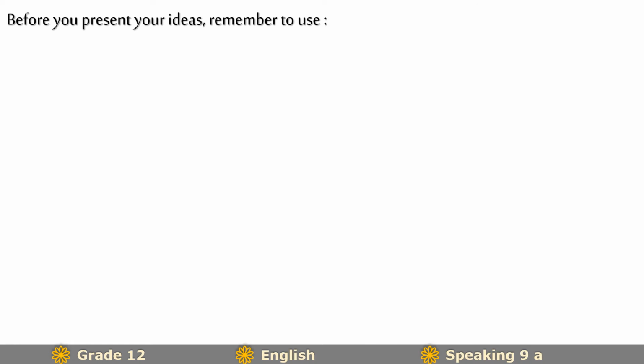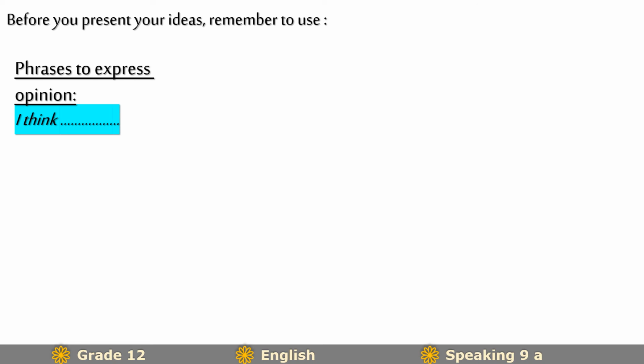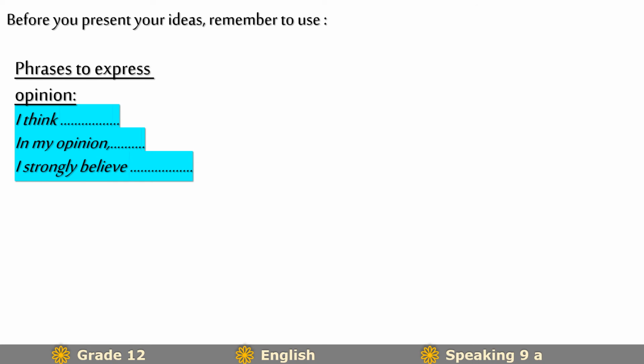So, dear students, to express your ideas and in order to be more convincing, it's recommended that you use certain expressions, phrases, and linking words. Let's start with the first type, which is phrases to express opinion. And I'm quite sure that you know most of them, if not all of them. The first one is, I think that, in my opinion. Also, you can use the expression, I strongly believe that, or from my point of view. Of course, there are lots of other phrases, such as to my mind.